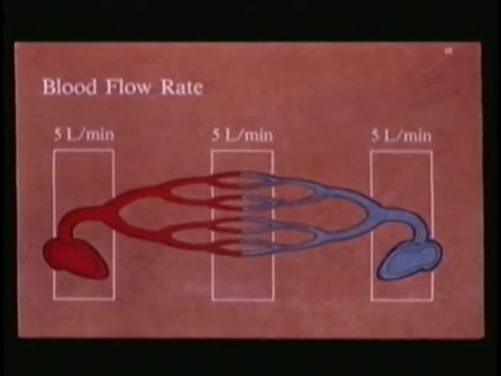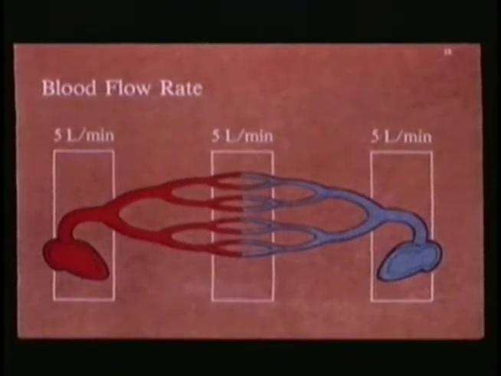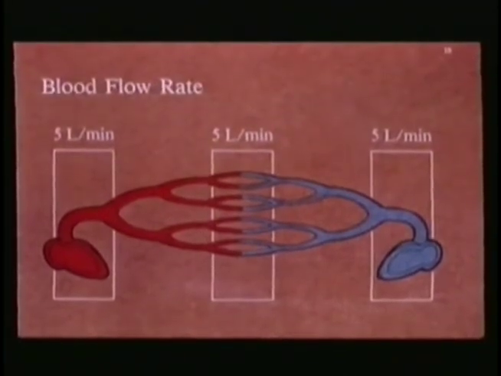For example, if the blood flow at the root of the aorta equals 5 liters per minute, total blood flow through nearly 1 billion systemic capillaries and venous return to the right atrium also equal 5 liters per minute.